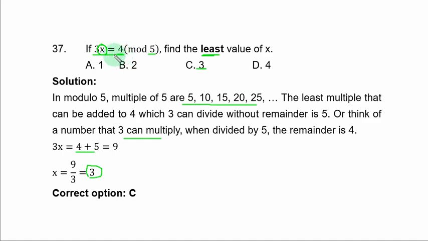You can also have 8. 8 can be there. 8 times 3 is 24. Divide by 5, you have remainder 4. Now looking at 3 and 8, the least there is 3. So either of these two options can give us the correct option of C.